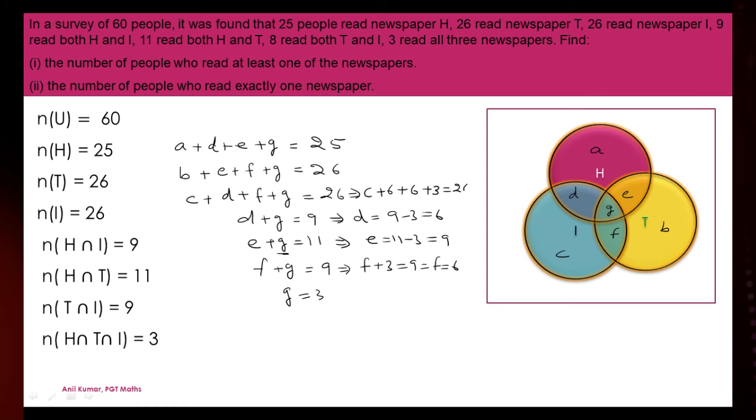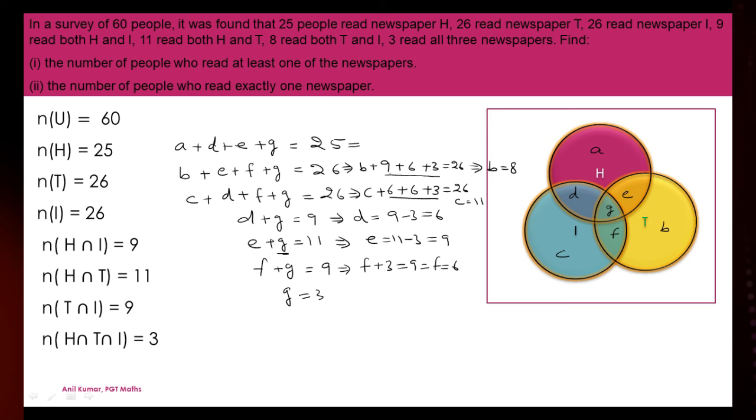So this is 26. So C will become 12 plus 3, 15, and if I subtract 15, then the value of C will become 11. Same here, if I put the value of E, E is 9, F is 6 and G is 3. So this is equal to 26, and if I simplify 9 plus 9, this will become 18. So if I subtract 18, then B will become 8.